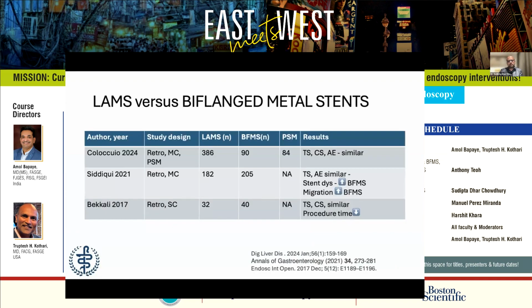So how does lumen opposing metal stent compare to biflange metal stents when we are talking of drainage of pancreatic collections? This 2020-24 retrospective, multicenter, propensity score matched study showed that the overall technical success, clinical success, and adverse events were similar. However, the two previous studies actually showed that stent dysfunction was higher with biflange metal stents, migrations were higher with biflange metal stents, and with the lumen opposing metal stents, of course, the procedure time was lower. So in situations where there's a large amount of necrosum, LAMS may be a preferred option compared to a biflange metal stent.